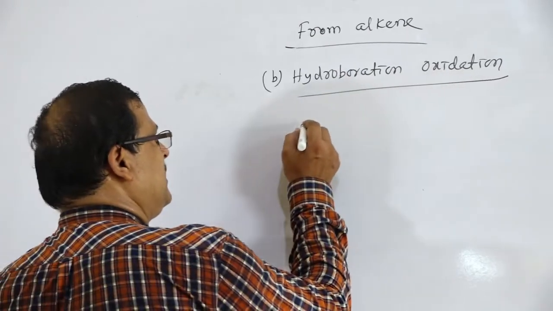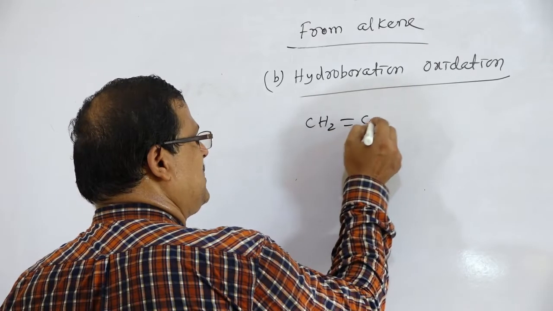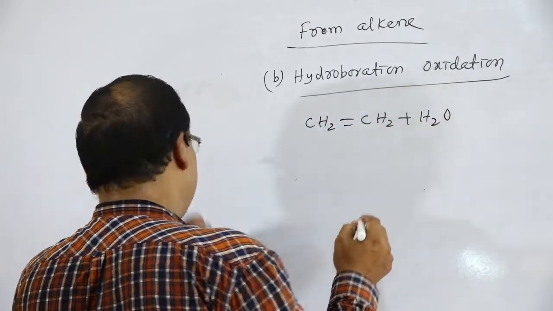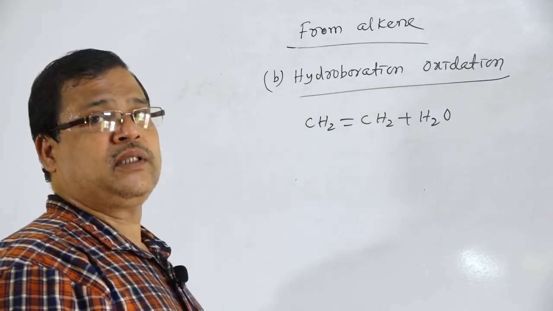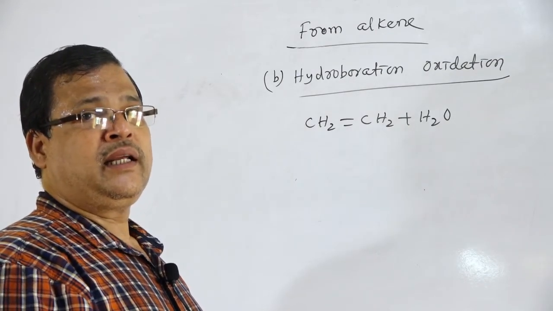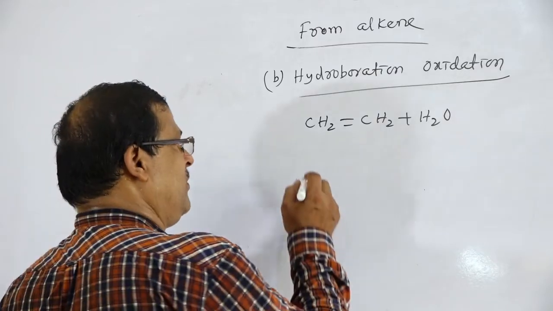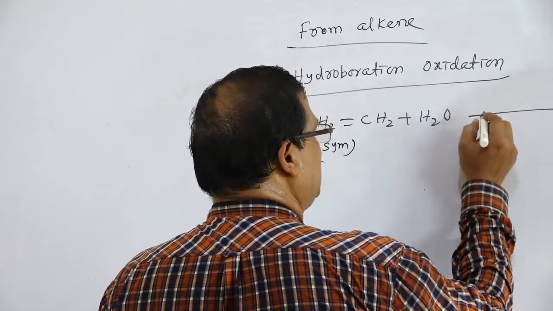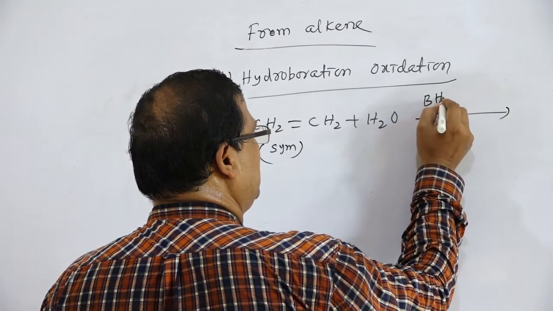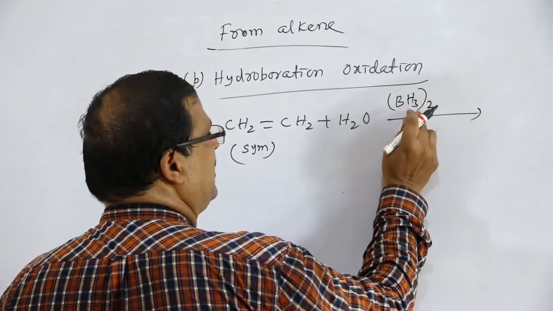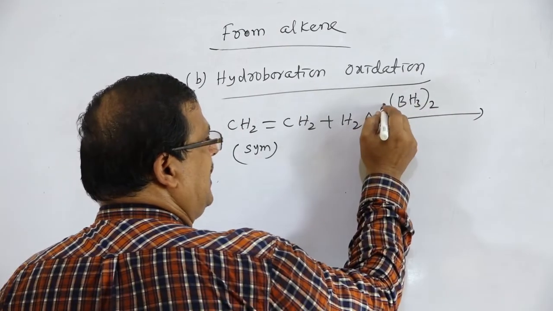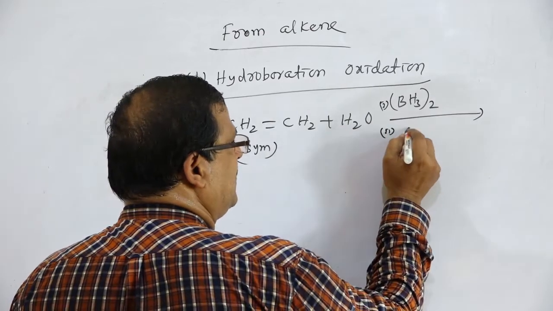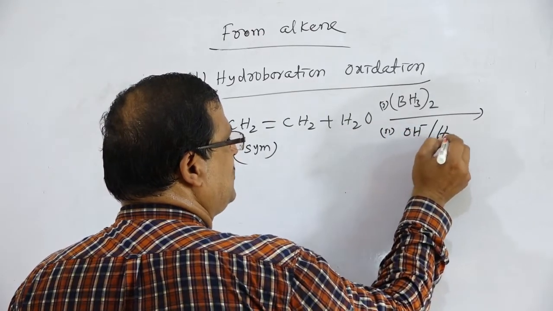We can take CH2=CH2 that is added with water. The net addition of water is in accordance with anti-Markovnikov's rule. That is a symmetrical alkene. So there is the net addition of water in the presence of BH3, that is diborane B2H6, hydroboration followed by oxidation, that is OH minus with H2O2.